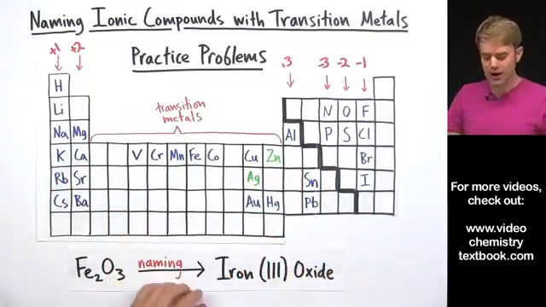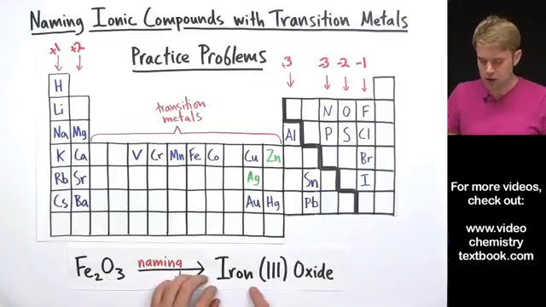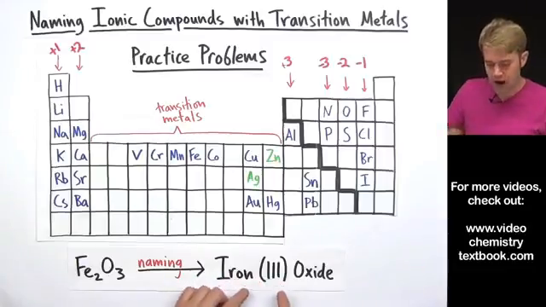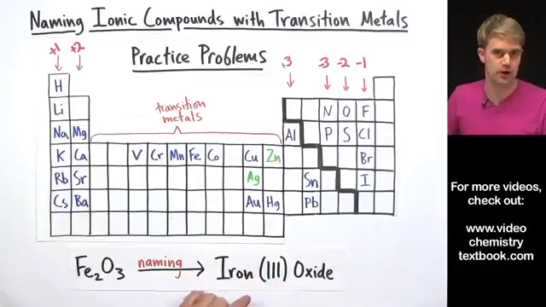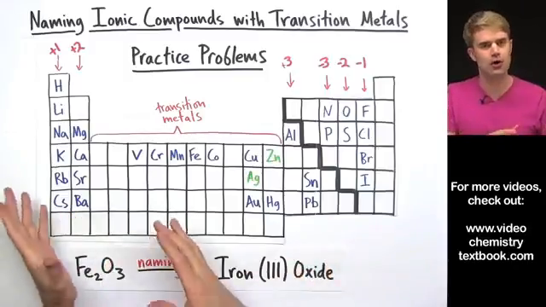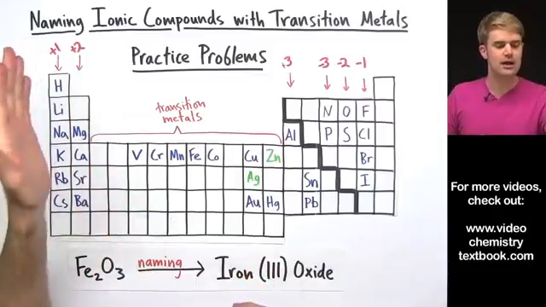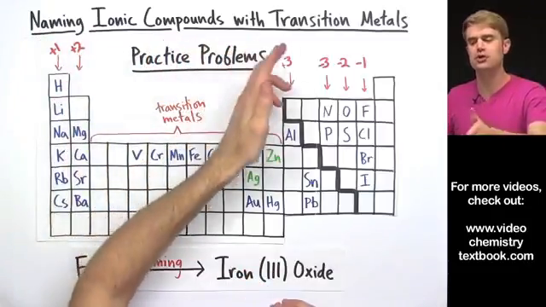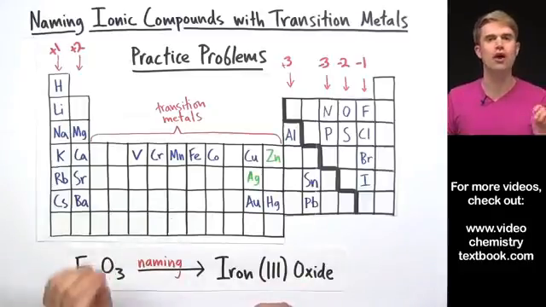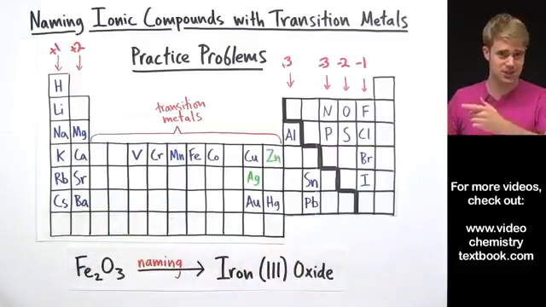Now, when we write the names for formulas that contain transition metals, those names often have Roman numerals in them, and we've got to figure out what Roman numeral to put there. So we'll get really good at that here. If you need a little background before you get started, I'd recommend you check out my video, Naming Ionic Compounds with Transition Metals Introduction, and also have a look at my videos on writing ionic formulas. If you're all good with that background, let's get started.